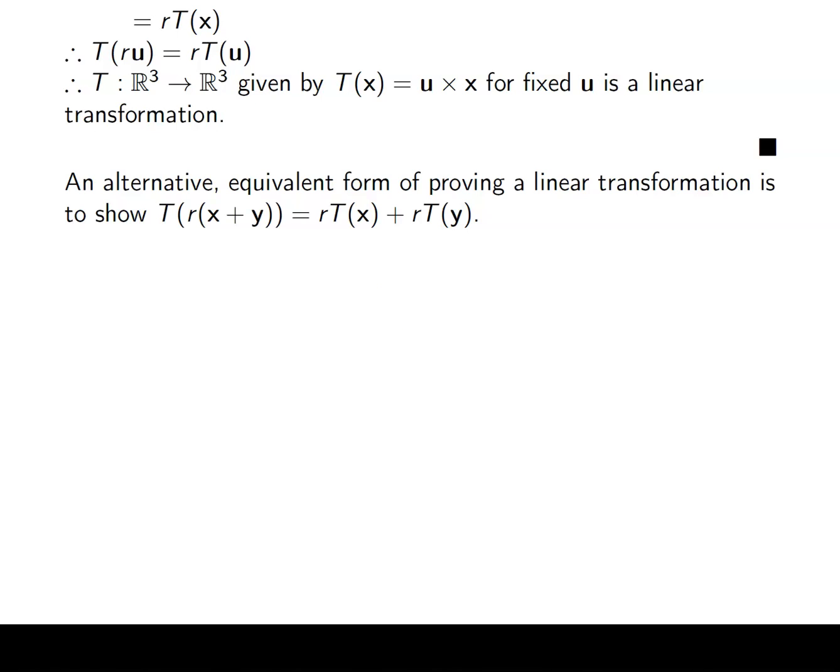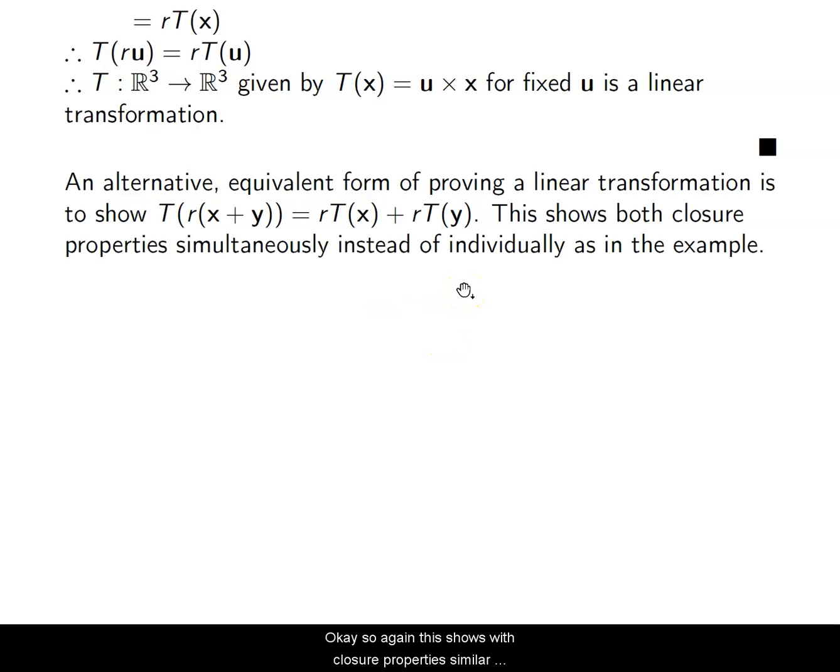Just remind me. Again, this shows both closure properties simultaneously instead of individually, as I did in the previous example. I'm not going to show you how to do that now, but for this 3.1 classwork assignment, you can put at the very bottom, extra credit. Show this proof. If it is correct, I will give you extra credit. I'll probably give you some partial credit for it too, but that is your extra credit opportunity.